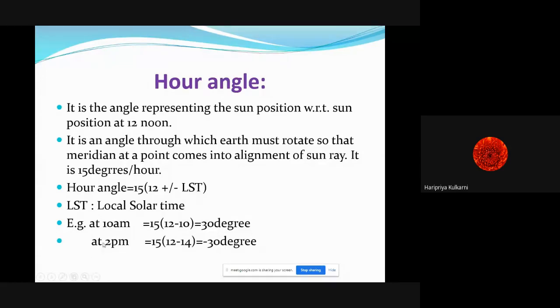Now suppose we are calculating at 2 p.m. 2 p.m. means 12 plus 2, so it will be 14 hours. So it will be 15 into (12 minus 14), which is minus 2, so it will be minus 30 degree. This is how we find out the hour angle. We need this formula while solving the numericals.